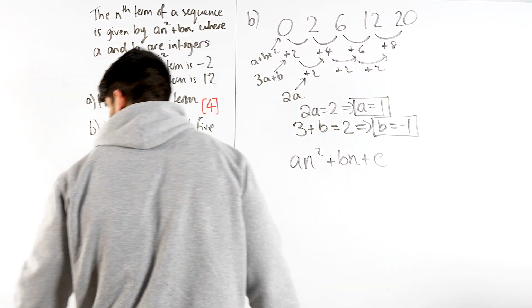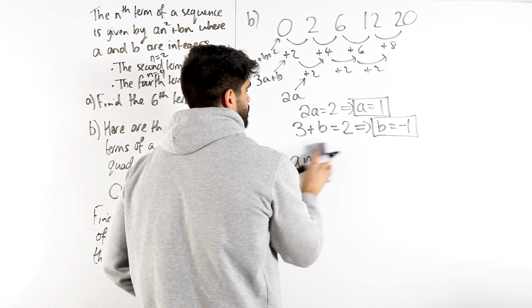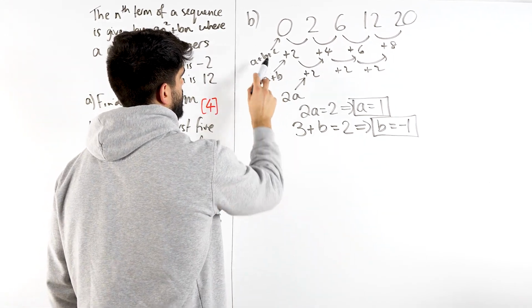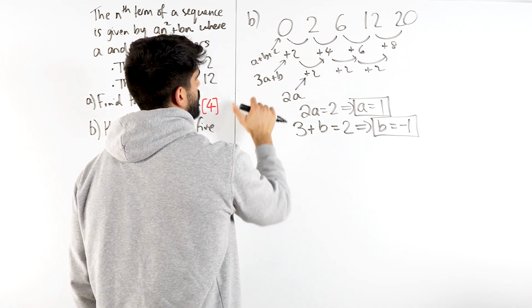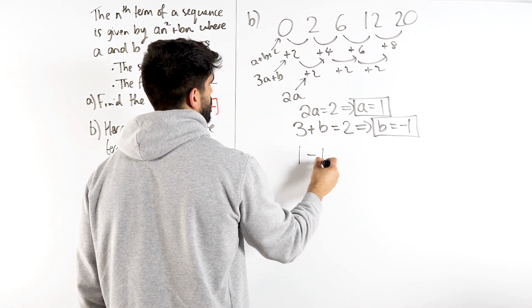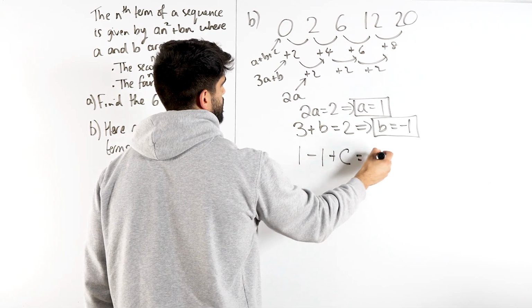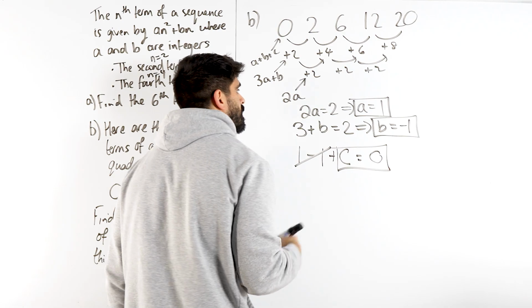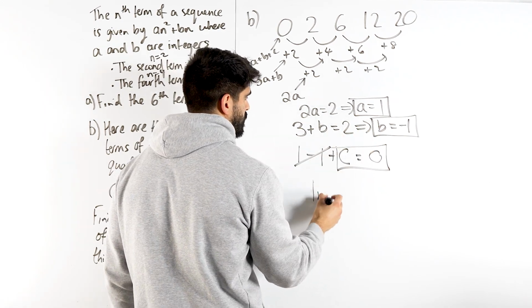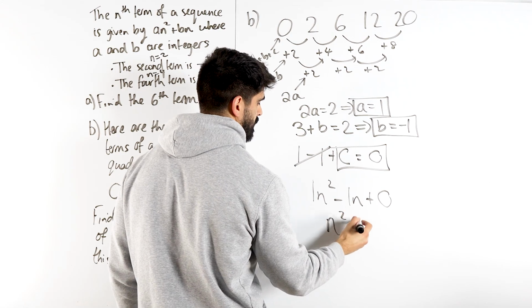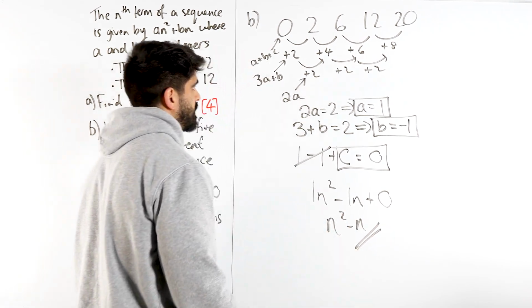And then finally, what is it? Here, a plus b plus c is 0. Well, if a is 1, b is -1, we have 1 minus 1 plus c is 0. Well, that's just 0, so c is 0. So there you go, you get 1n squared minus 1n plus 0, which is just n squared minus n. That's your quadratic sequence.